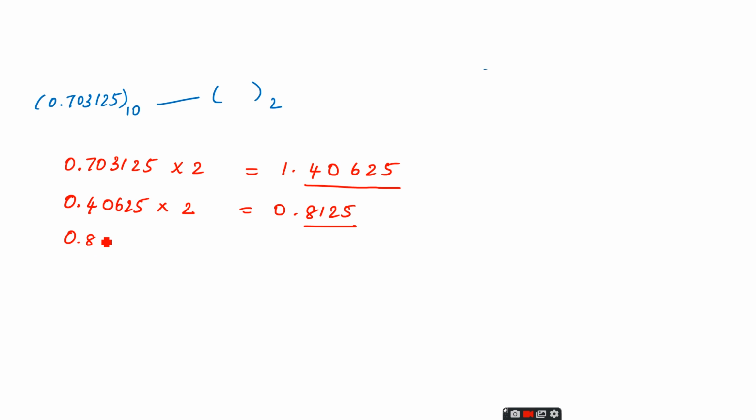Again, we can take this part, that is 0.8125. Then we'll write 0.8125 times 2. Then the answer will be 1.625. Again, we will take this point part.